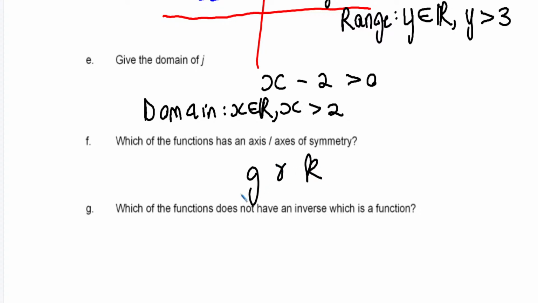Right, then it says, which of these functions does not have an inverse, which is a function? Right, that's really poorly worded. What it should probably say is, which of these functions has an inverse, which is not a function? Okay, so it's not great English at all.